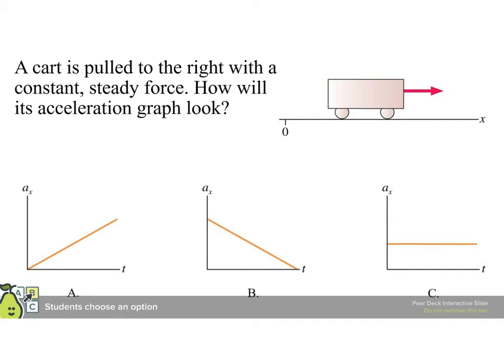All right, well, since the force is steady, it's constant, and the acceleration depends on the force and the mass, which is not changing, so the acceleration should be constant, so we should get this one.